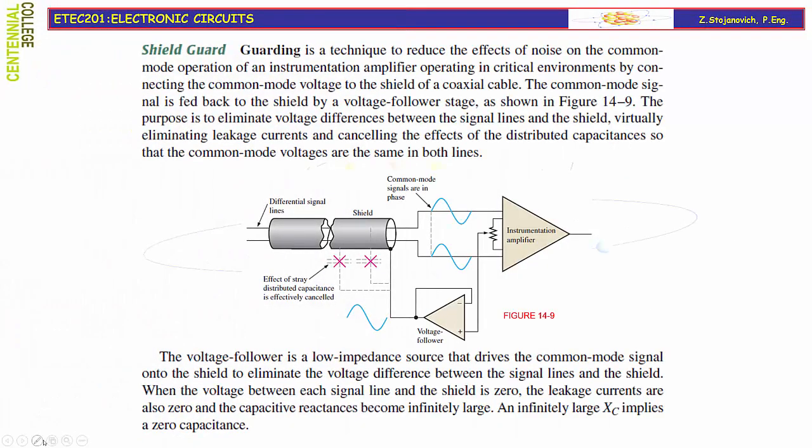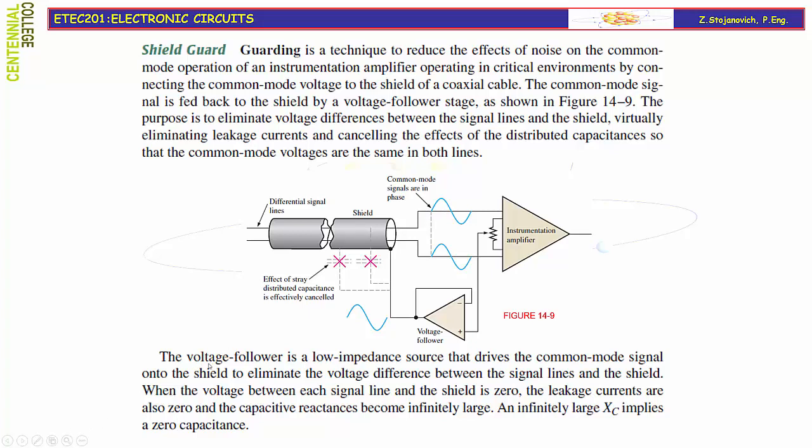Guarding is a technique to reduce the effect of noise on the common mode operation of an instrumentation amplifier operating in a critical environment by connecting the common mode voltage to the shield of the coaxial cable. The common mode signal is fed back to the shield by a voltage follower stage as shown in figure 14-9. The purpose is to eliminate voltage differences between the signal lines and the shield, virtually eliminating leakage currents and cancelling the effect of the distributed capacitances so that the common mode voltages are the same in both lines.